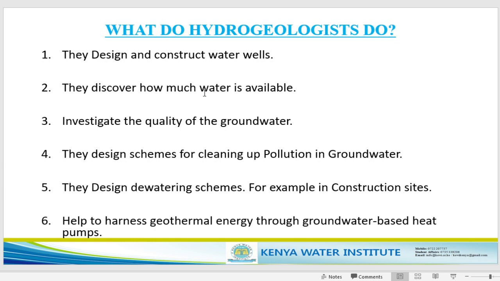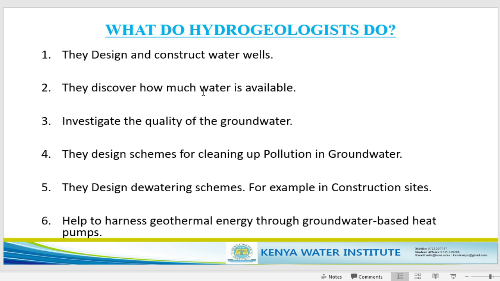Number six, hydrogeologists help to harness geothermal energy through groundwater-based heat pumps. Now we all know that geothermal energy comes from superheated water in the mantle that gets heated and then comes out through the fissures as steam or hot steam. Then it drives the turbines and produces energy.